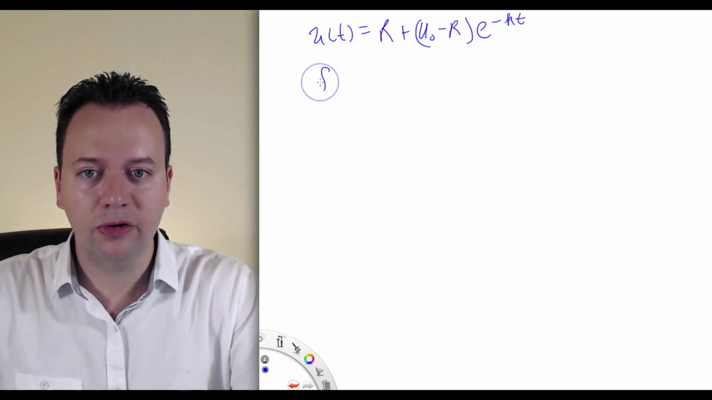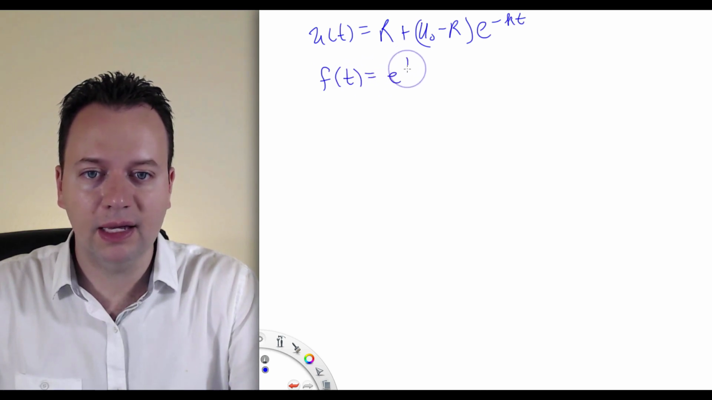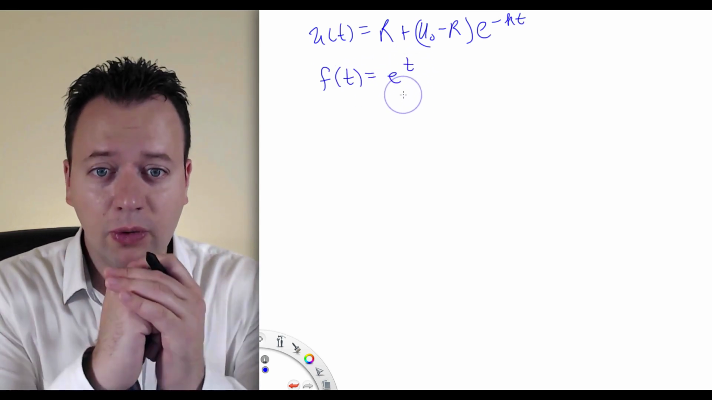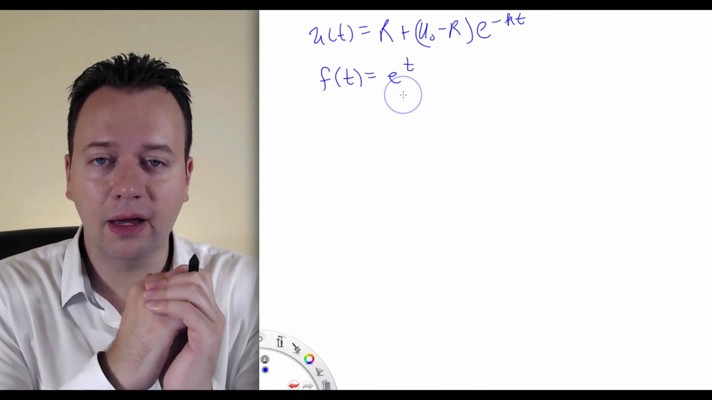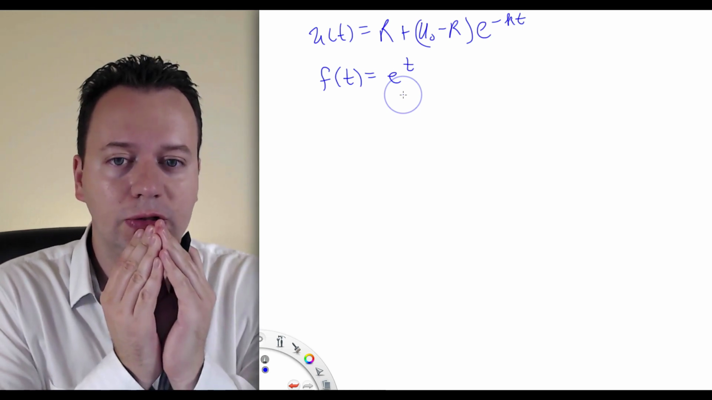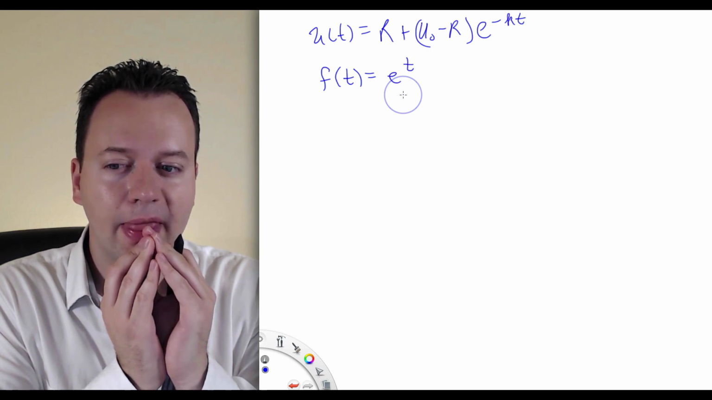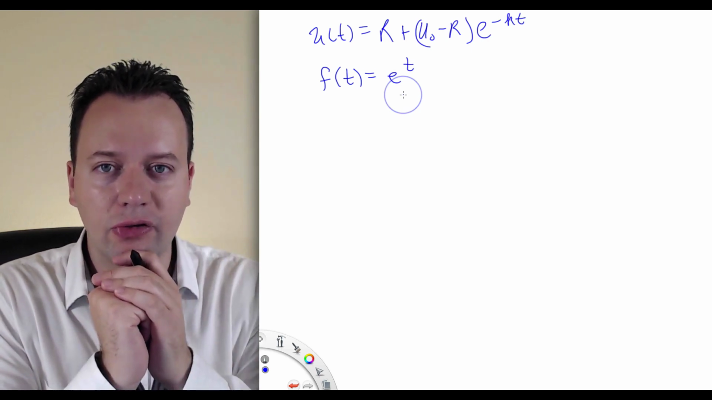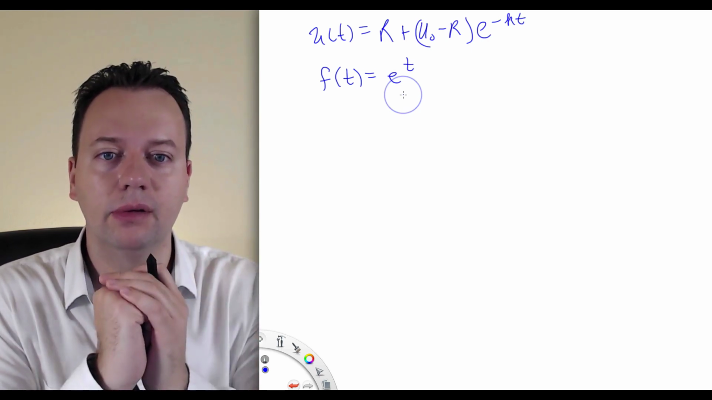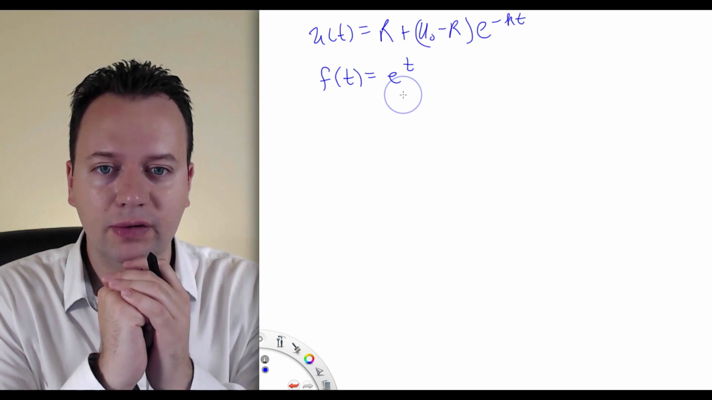So if we start with just f of t is equal to e to the t, how do we transform this to get it to look like u of t? And then how do we use those transformations to understand what the graph of u of t looks like? Well, you wouldn't necessarily have to go through all these transformations to get a feel for the graph of u of t.